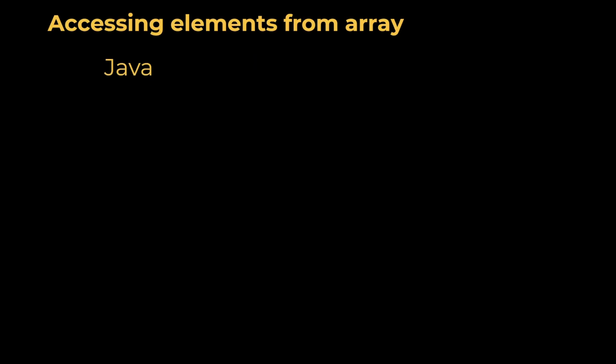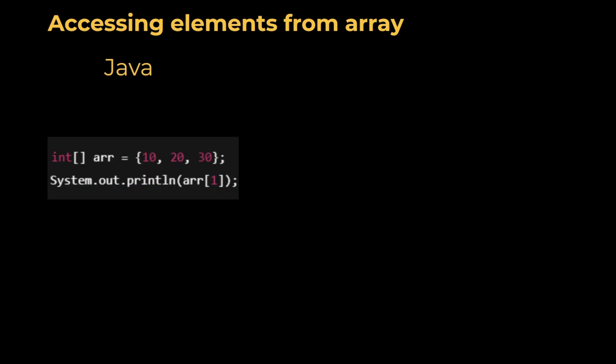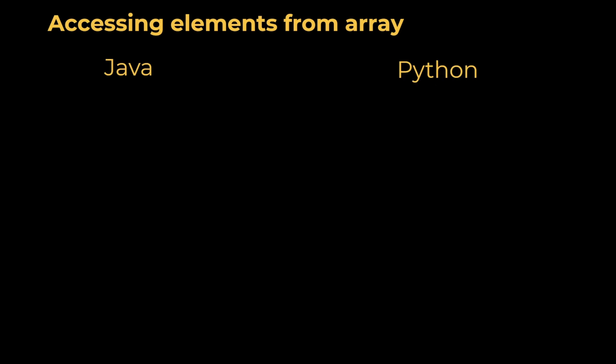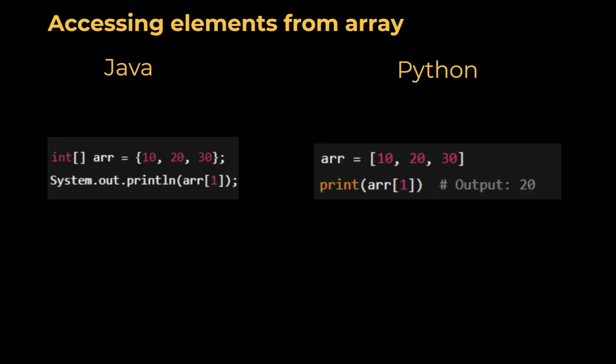Next, accessing elements from an array. In Java, we can easily access elements from an array using index values, whatever the variable is declared as, by using index values we can access the elements. In Python also, same as in Java, by using index values we can access the elements.